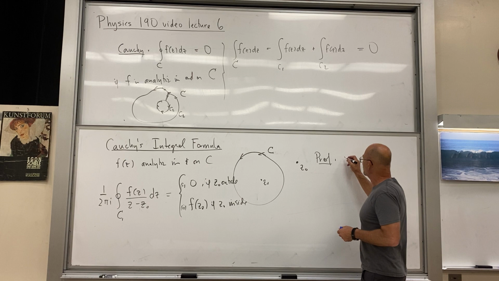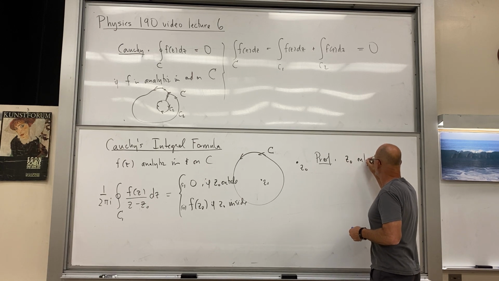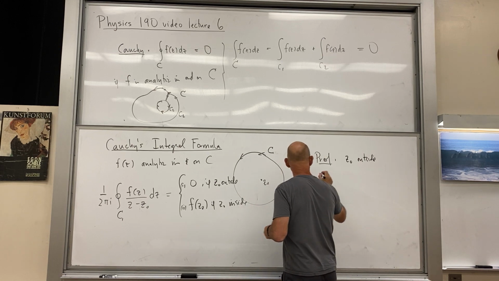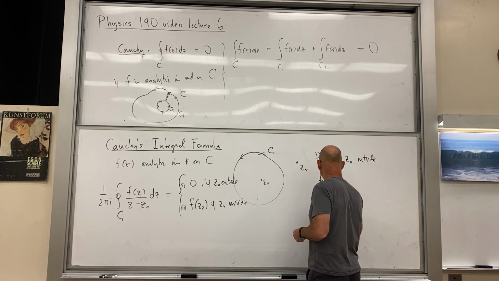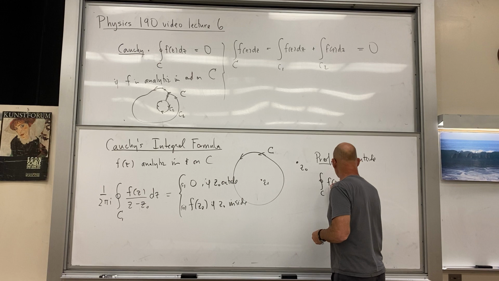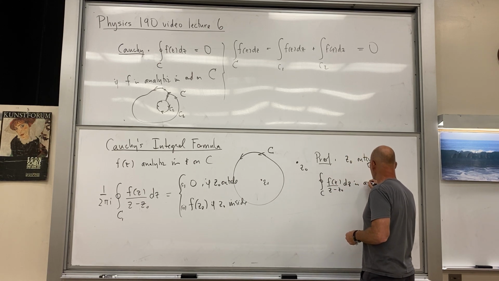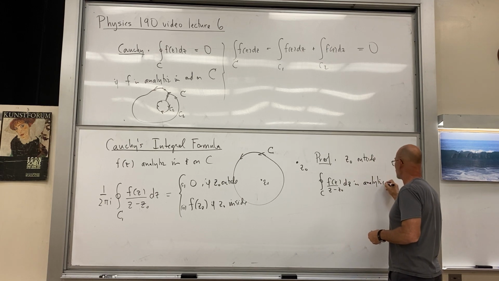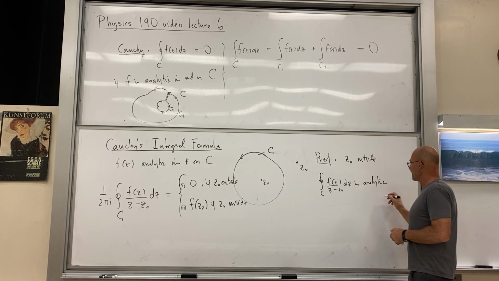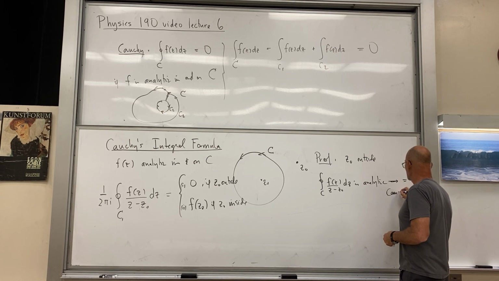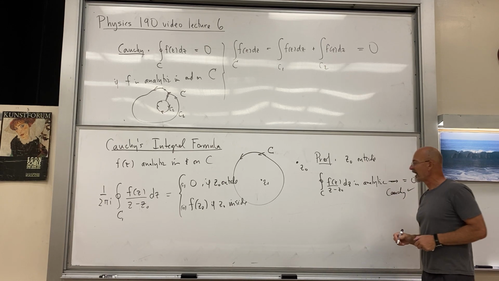So the proof for z sub 0 outside is that the integral of f of z over z minus z sub 0 dz is analytic. The whole thing is analytic, and therefore we get 0 by the Cauchy theorem. Okay. So that one's done.